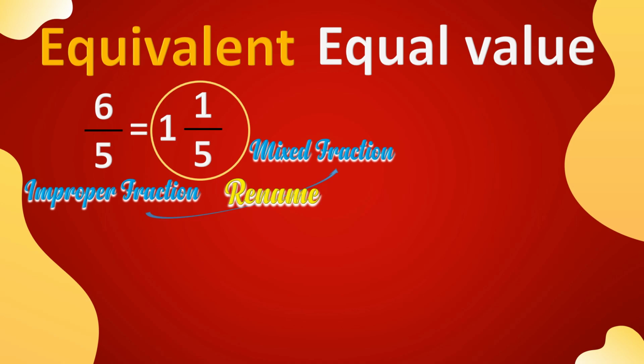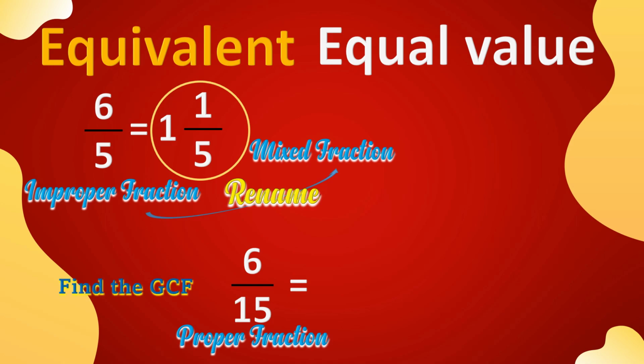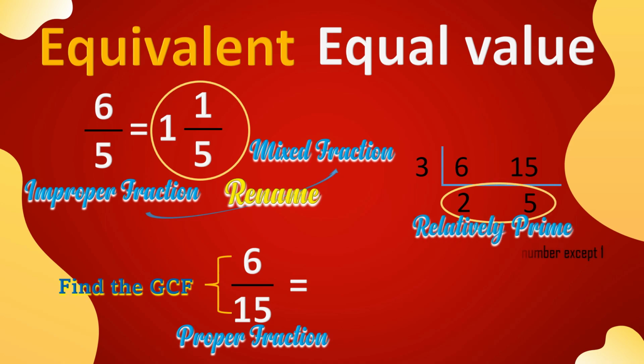How about improper fraction? Meron din ba siyang equal value or equivalent? Pwede din ba siya? Syempre, pwede. So, hanapin natin yung GCF ng 6 and 15. So, pasok natin sa half box. Divisible by 3, that is 2 and 5. So, 2 and 5 is relatively prime, cannot be divided by any number except 1. So, tapos na. Kaya siya na ang ating lowest term.